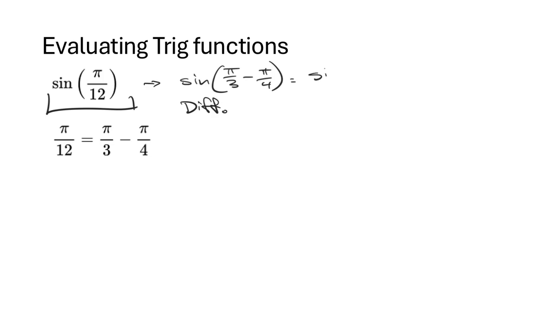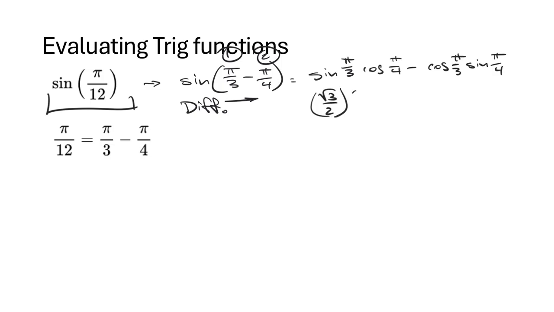So that's going to be sine of the first radian times cosine of the second minus cosine of the first radian measure times sine of the second radian measure, where this is my first one and this is my second, reading left to right. We should have these values memorized in our unit circle. So sine of pi over 3 is radical 3 over 2. I'm multiplying that times cosine of pi over 4, which is radical 2 over 2. Minus cosine of pi over 3 is 1/2. Sine of pi over 4 is radical 2 over 2.